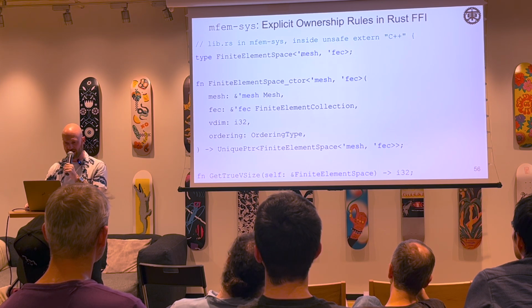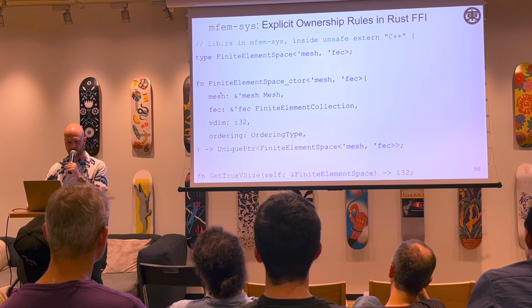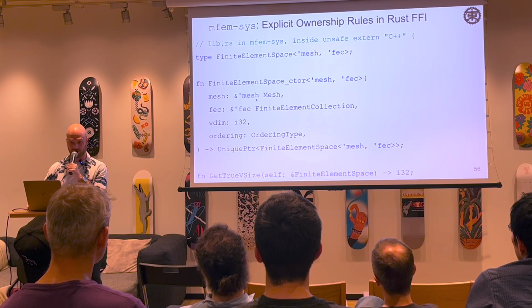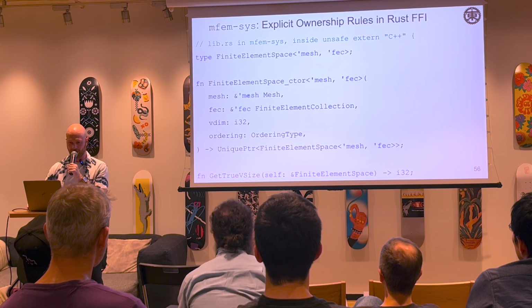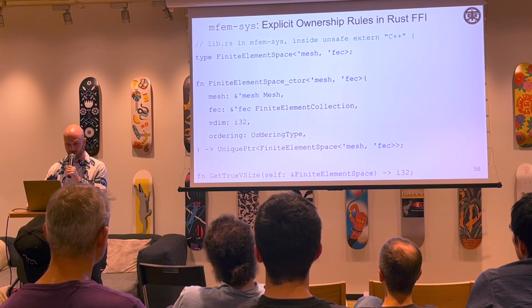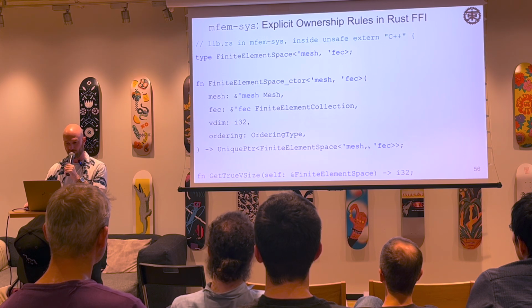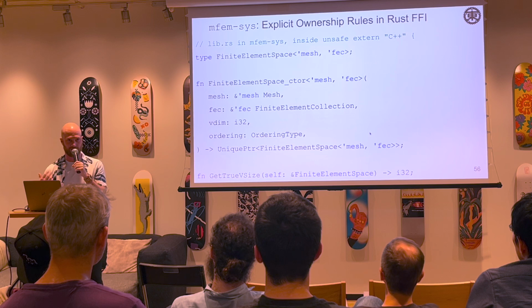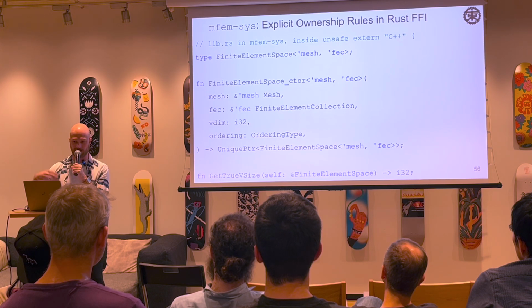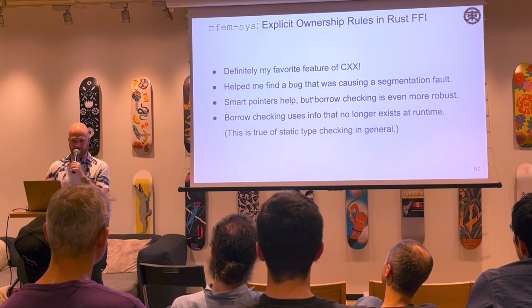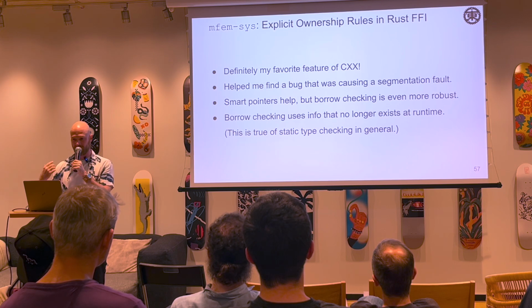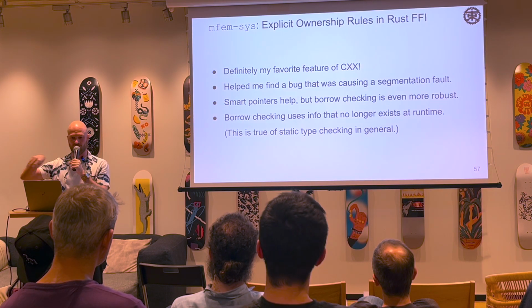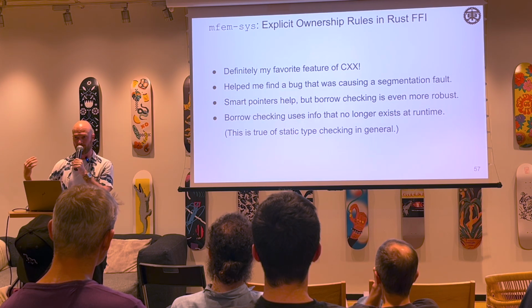So CXX understands these lifetime annotations, and this will allow us to, for example, in the constructor where we need to pass in references to the mesh and the finite element collection, propagate the lifetimes of the mesh and the finite element collection to the finite element space that we're returning. So now the Rust borrow checker is in on the joke. It understands this thing is holding references to other things. It's definitely my favorite feature of CXX. It helped me find a bug that was causing a segmentation fault, where the finite element collection was just in a unique pointer that was going out of scope, getting dropped.